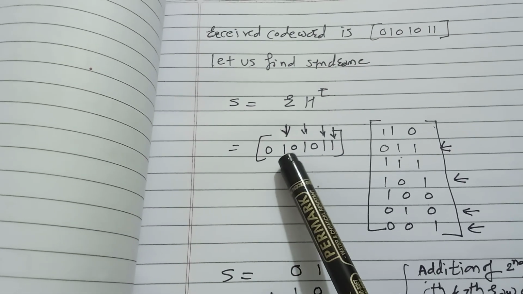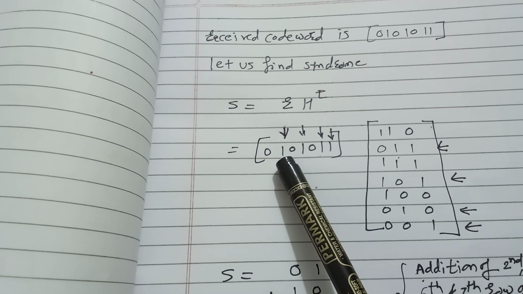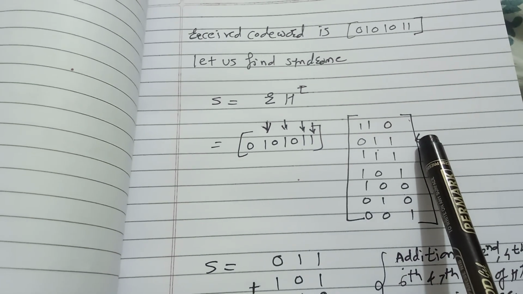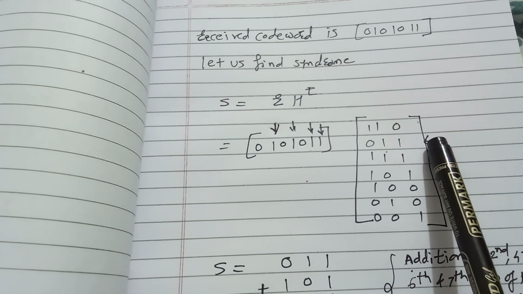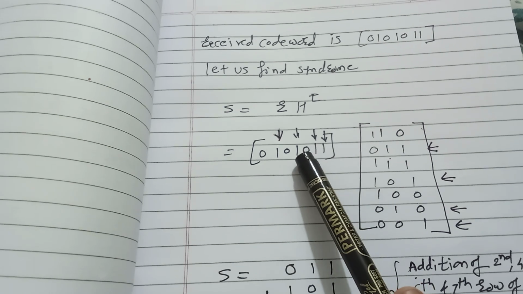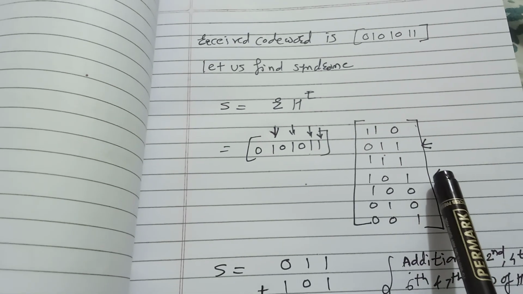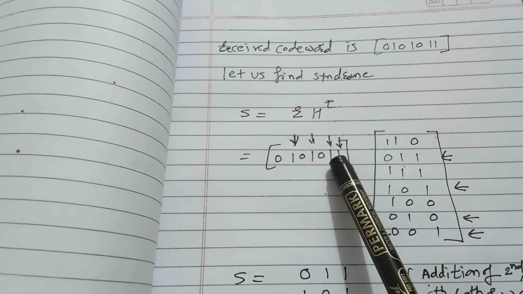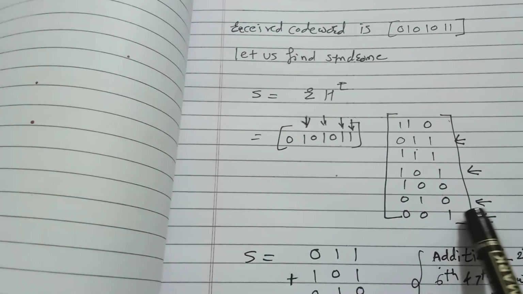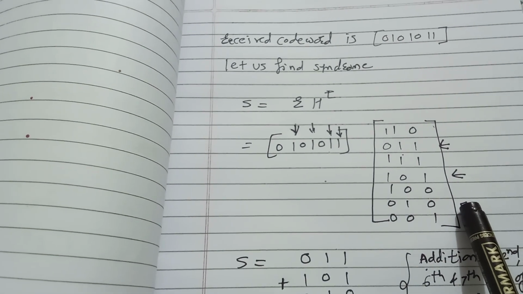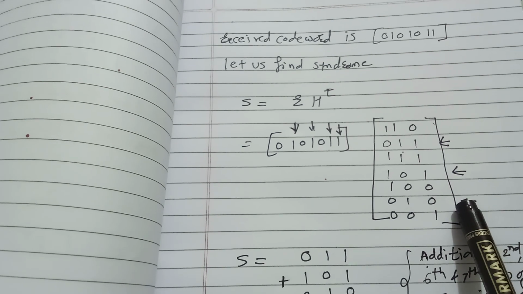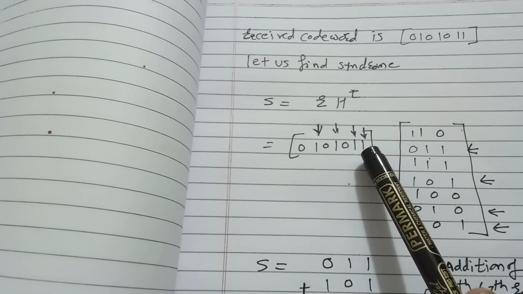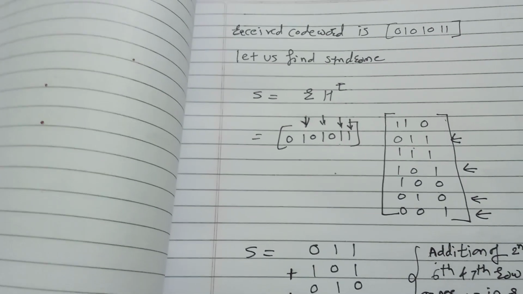So here is the one. This one corresponds to the second row of the HT matrix. Then this one corresponds to the fourth row of the HT matrix, and this one corresponds to the sixth row of the HT matrix, and this one corresponds to the 7th row of the HT matrix.